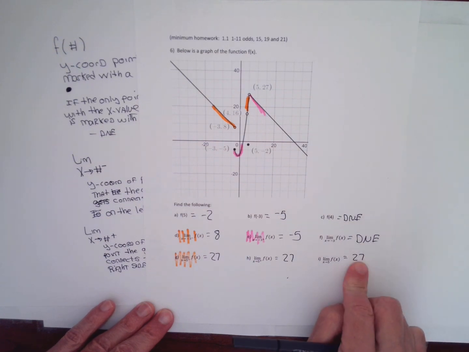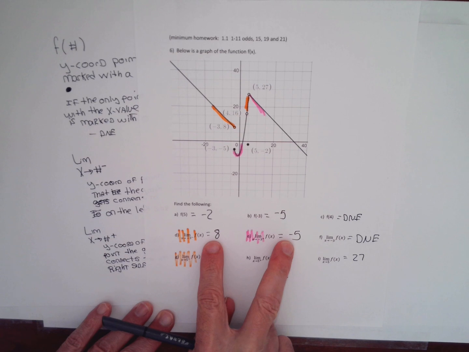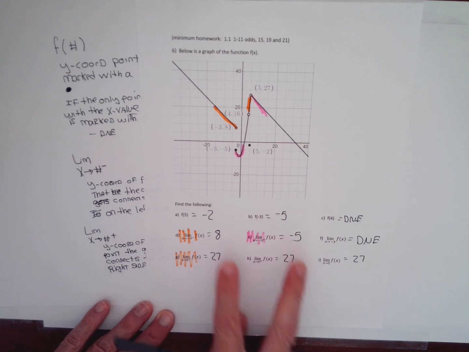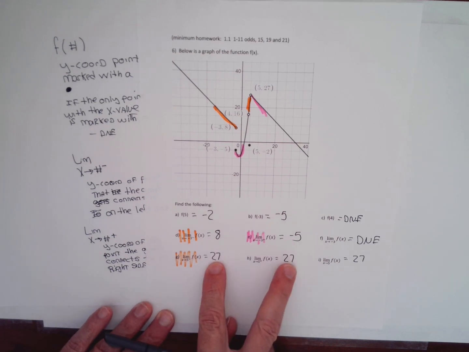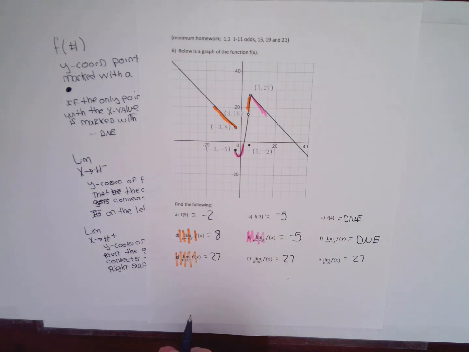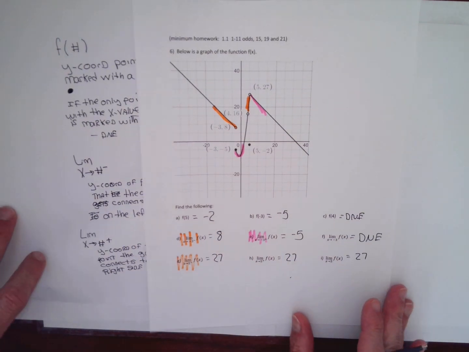The two-sided limit either does not exist, if the left and the right-hand limit aren't the same, or it is what the left and the right-hand limit are. So this isn't that hard. Hopefully I did a good enough job that I made it not ridiculous.